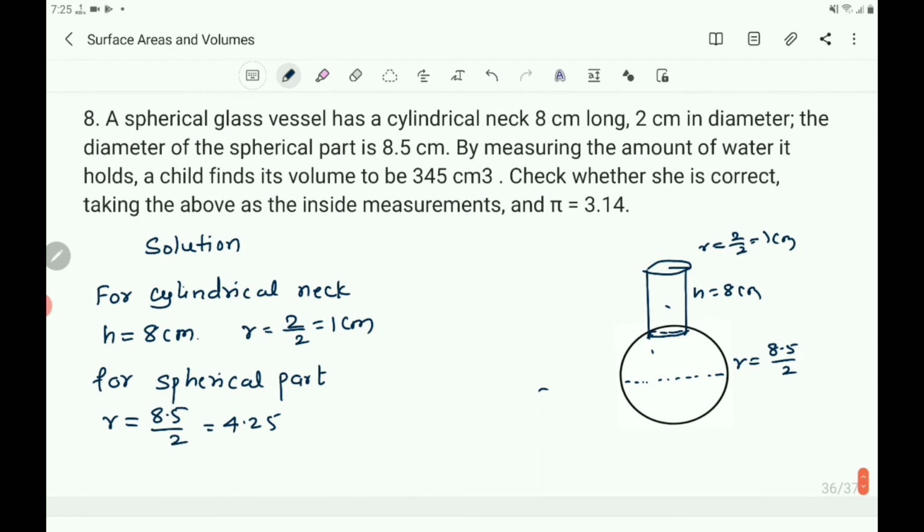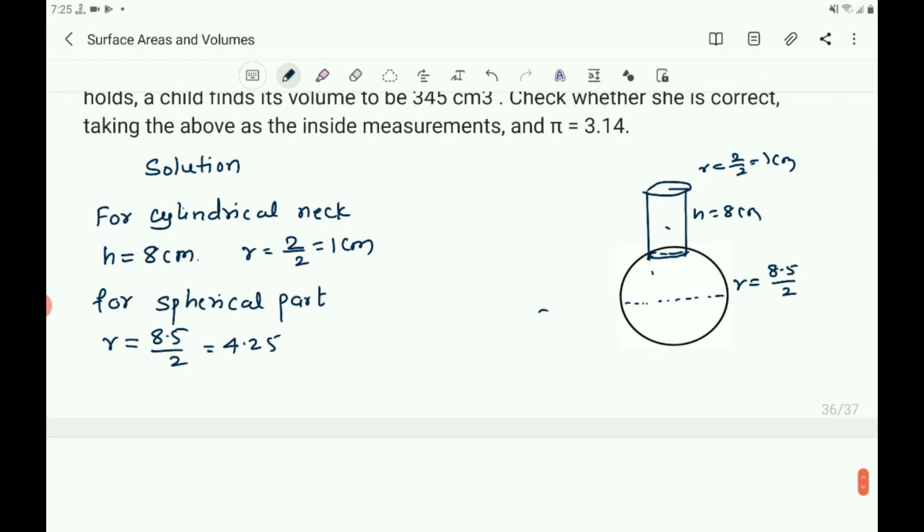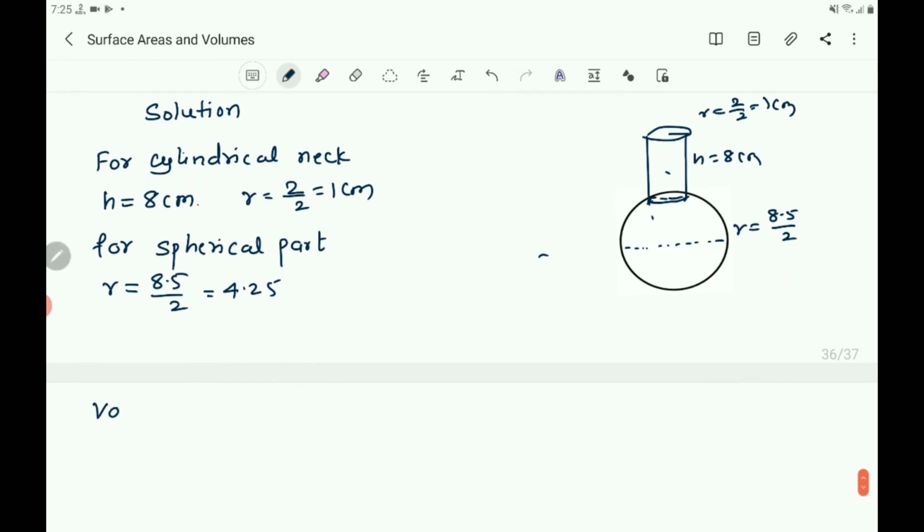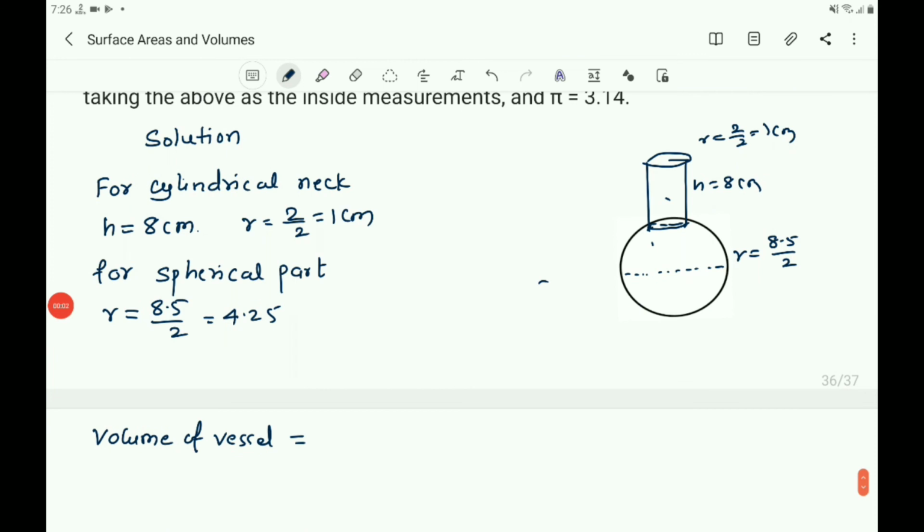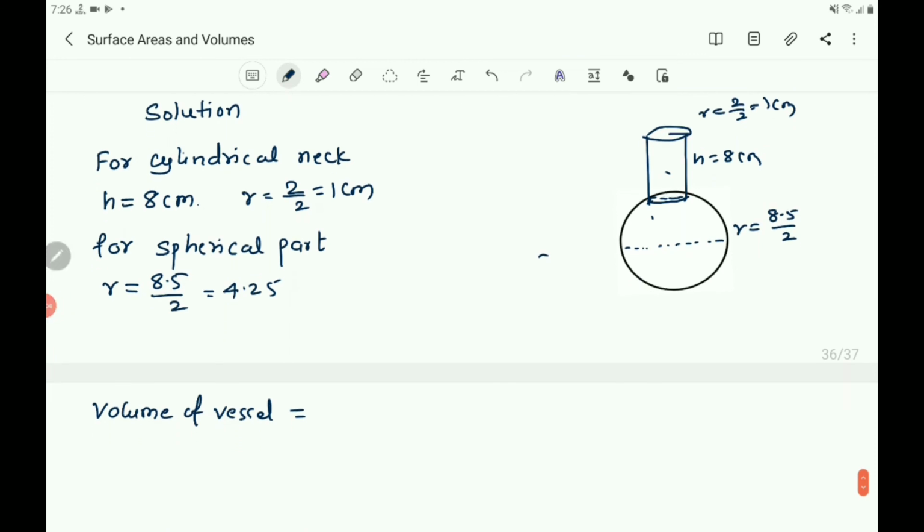Then you write what you have to find out here. Check whether she is correct. What is correct here? What you have to find out? By measuring the amount of water it holds, a child finds its volume to be 345 cm cube. So let us find the volume. Volume of vessel equals, then volume of vessel equals what? Volume of cylindrical part, cylindrical neck, plus volume of sphere.